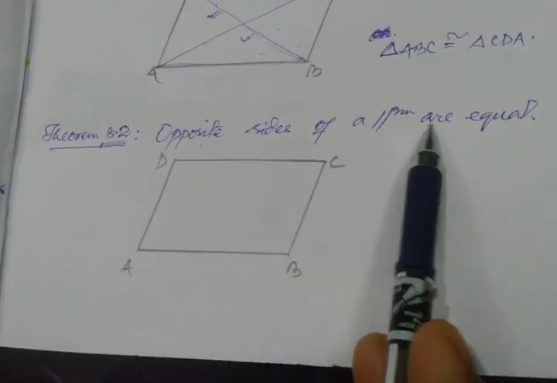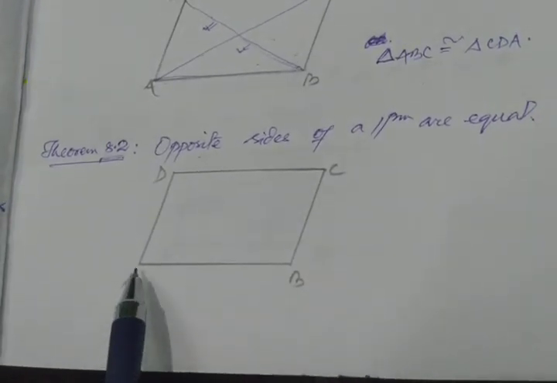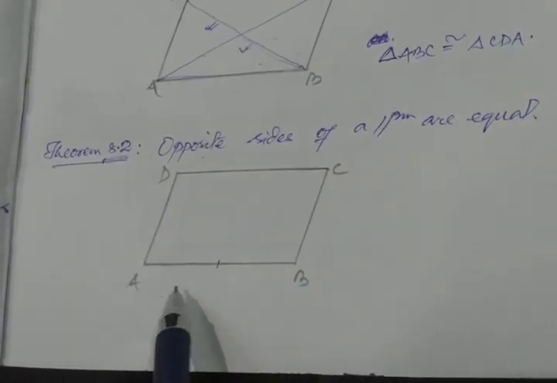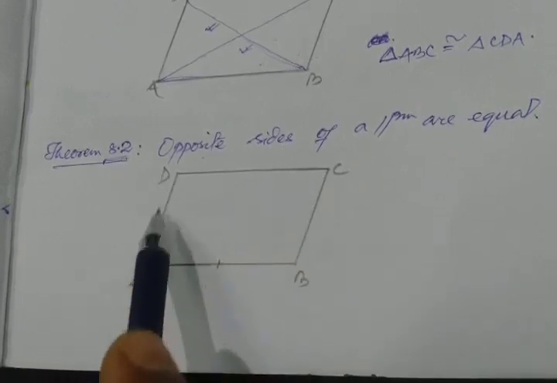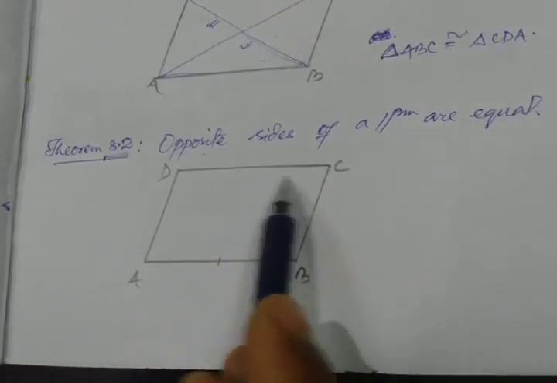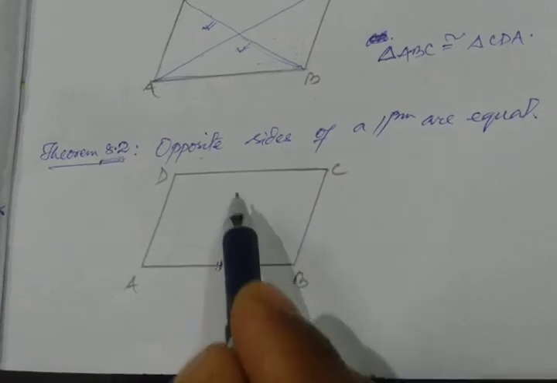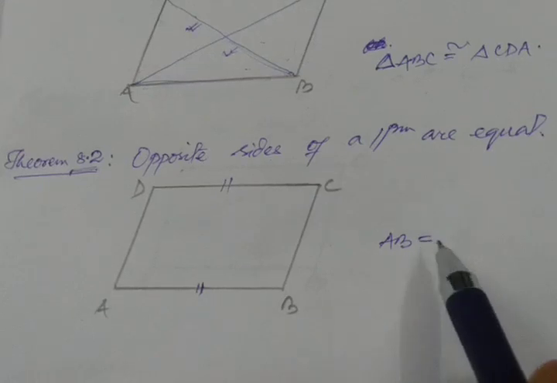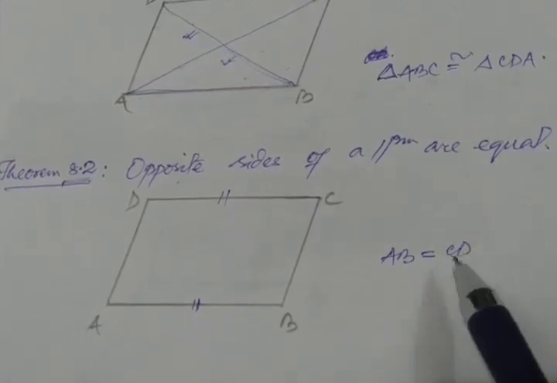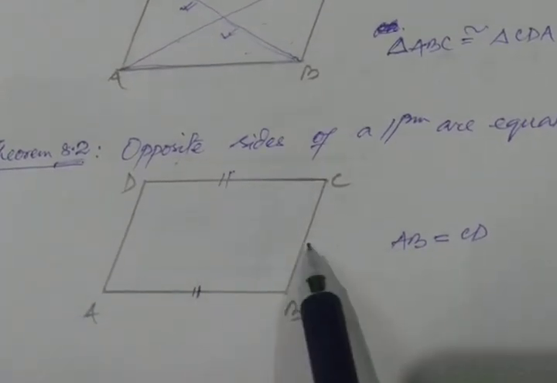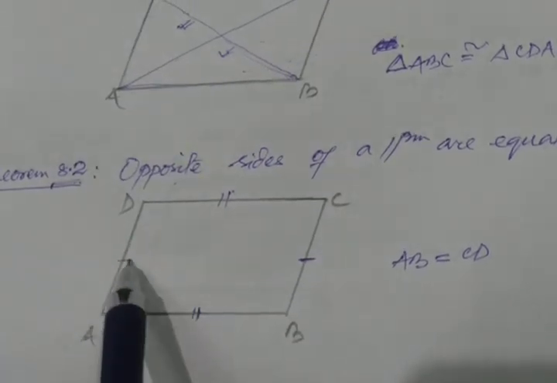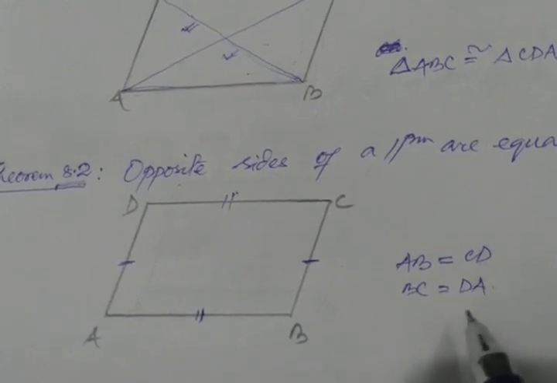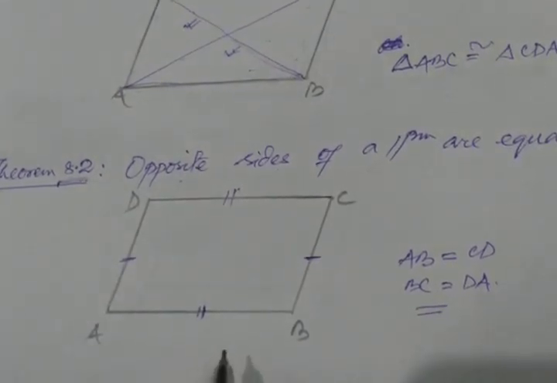Opposite sides of a parallelogram are equal. So here I have parallelogram ABCD once again. We have AB, BC, CD and AD, the sides of a parallelogram. AB and CD are the opposite sides. That means AB is equal to, or congruent to, CD, which are opposite to each other. BC and DA are equal to each other. That is what theorem 8.2 says.